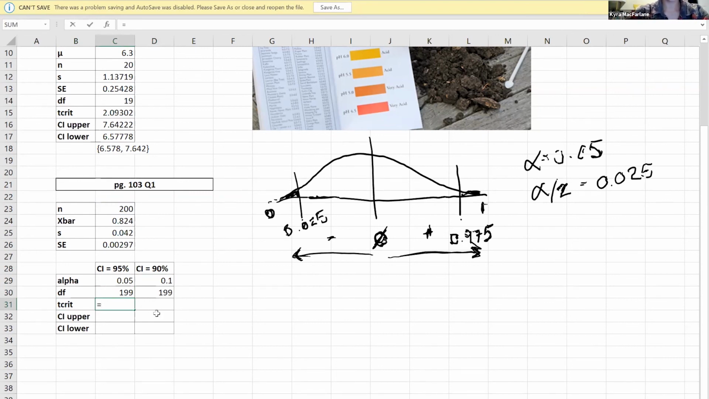So using the new function t.inv, and actually, I believe if you use this t.inv two-tail, you can actually just type in the alpha value, 0.05. I just want to try it to make sure that that's true, but I'm pretty sure that it is.